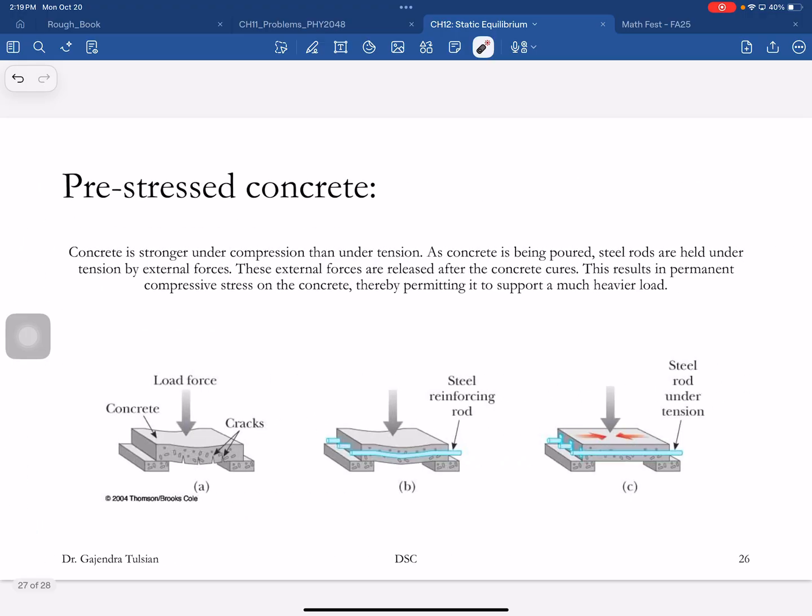And again, you saw the usefulness of pre-stressed concrete in all these structures, all the bridges that you drive over, the spans are all pre-stressed concrete. So you have these under tension, pour the concrete, let it rest, and then this span will last a lot longer than this span will.